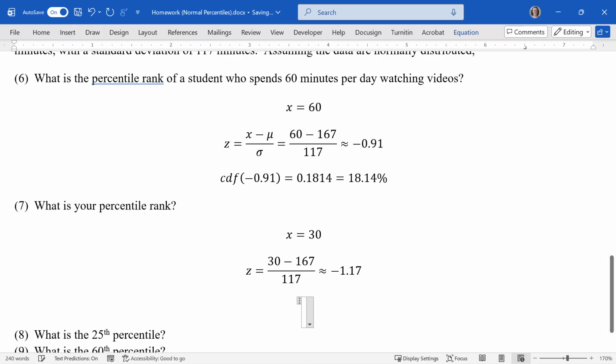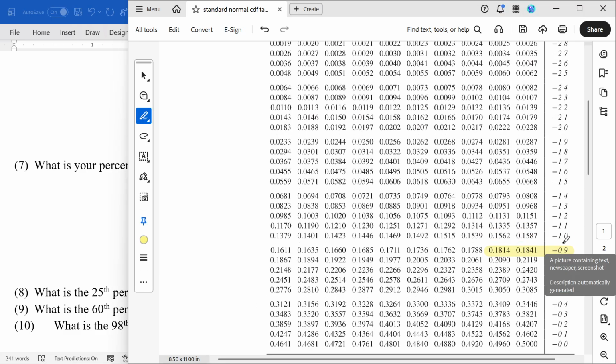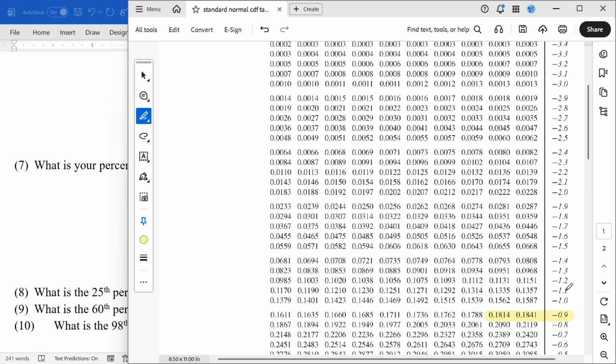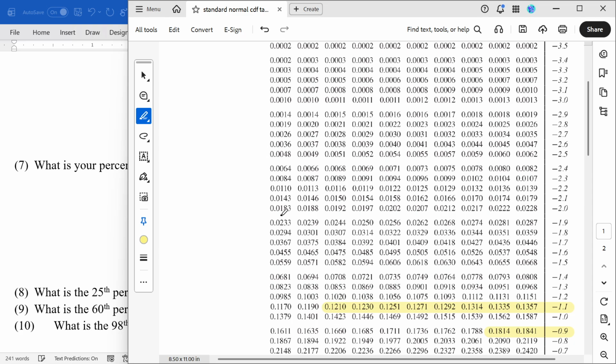Okay, and I'm going to my CDF table. That's why I like math, actually. It's because it occupies my whole brain. I love that. Negative 1.17. Actually, a lot of people with ADHD like math for the same reason.